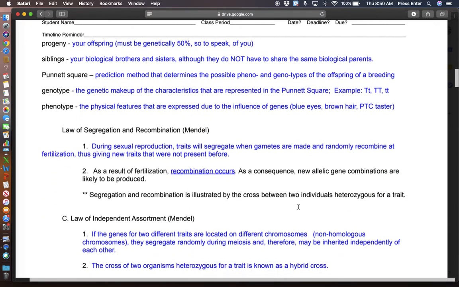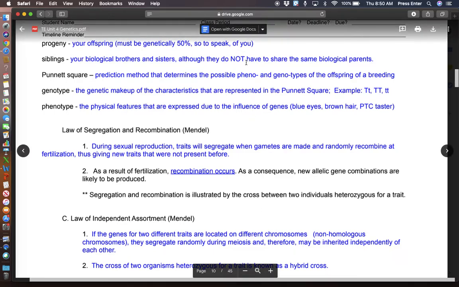Moving on a little bit again. Progeny, your offspring. You do not have any progeny yet. They will genetically be about 50% of each of you, both mother and father. So when you have children, people will say, oh, he's got his father's eyes, or he's got his mother's hair. That's pretty accurate, actually. Siblings, these are your biological brothers and sisters. They do not have to share the same biological parents. They have to share one parent. So if mom or dad has a new spouse and they have a child, technically that child is a partial sibling to you.